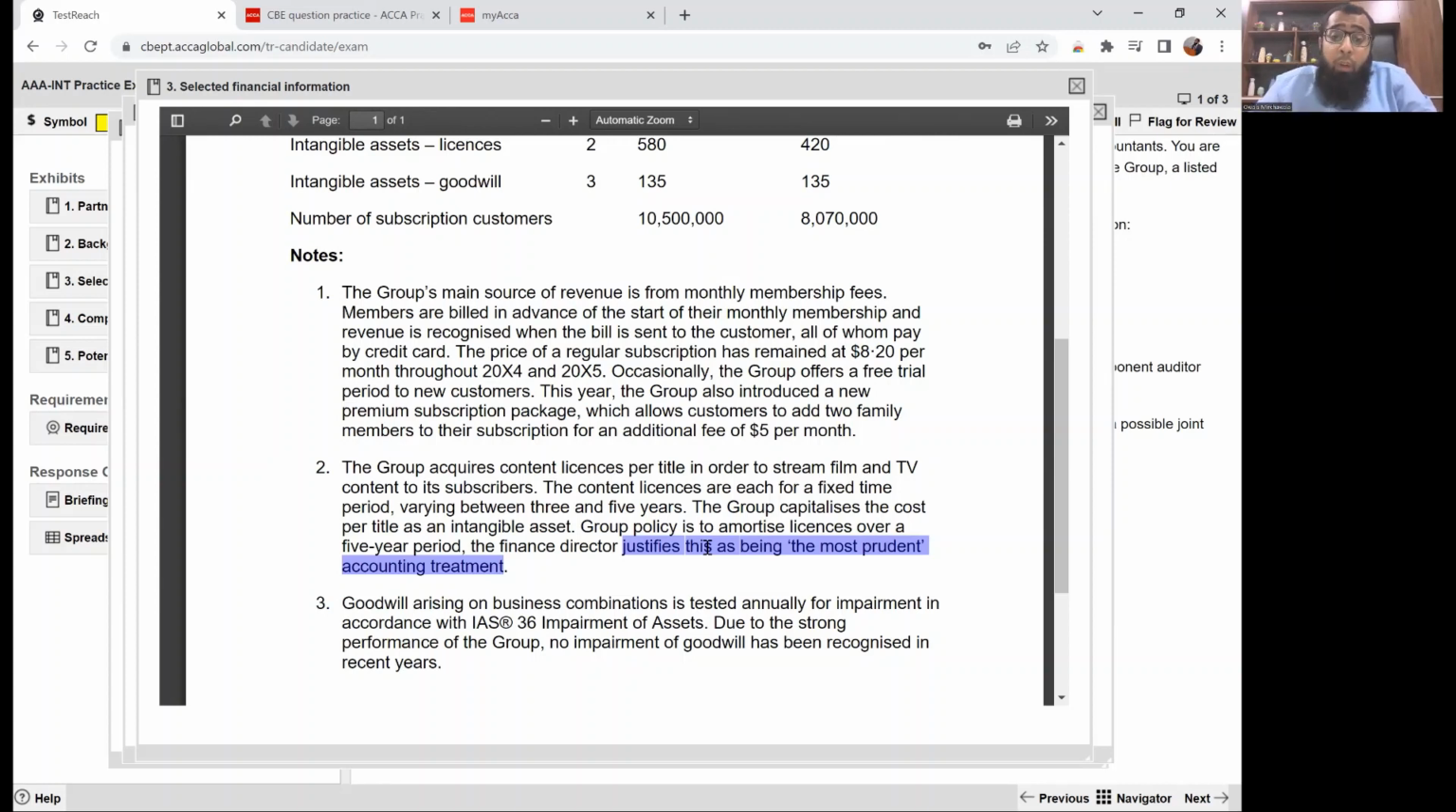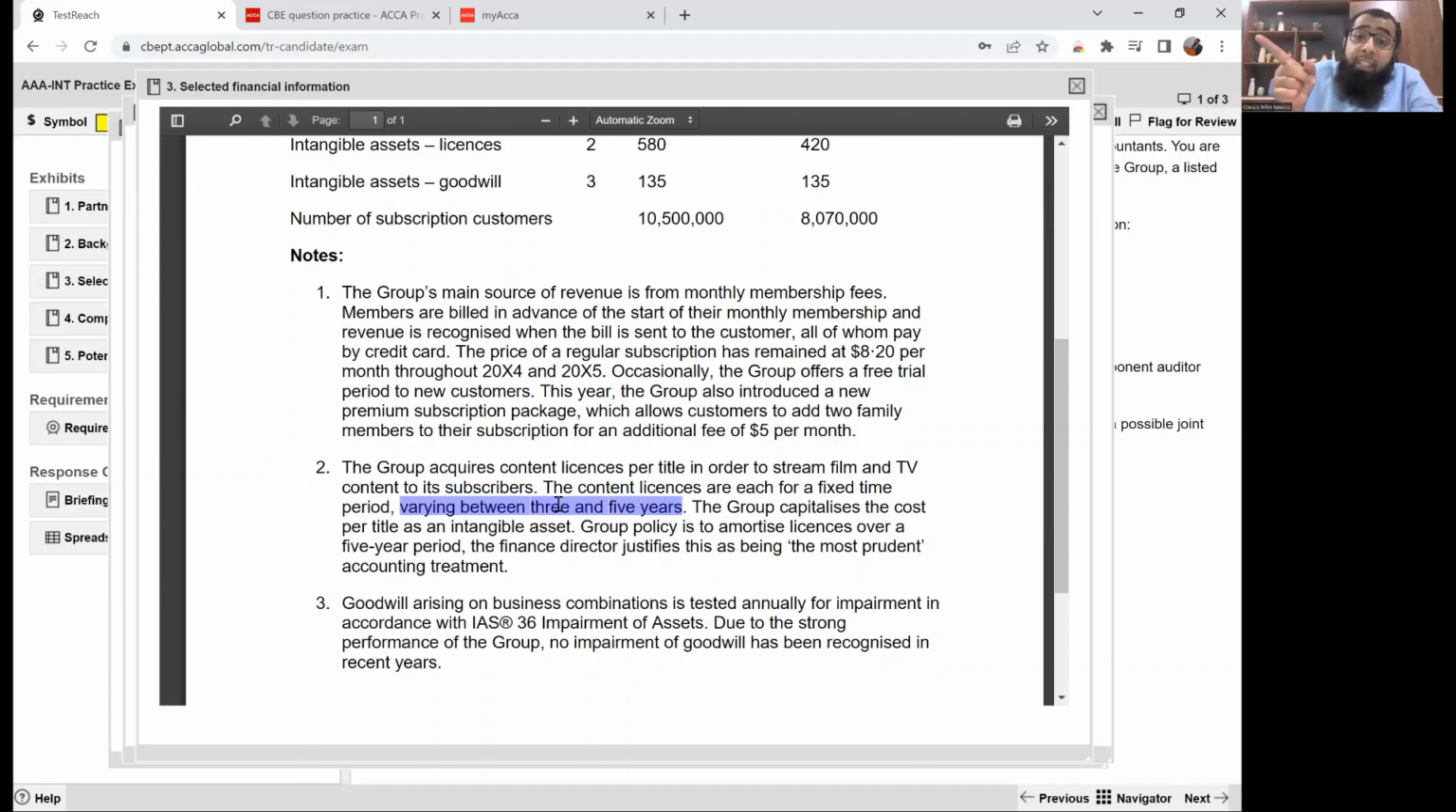Now, obviously, this is wrong. If a particular license is of 3 years, why are you amortizing it for 5 years? Now, I will identify 2 risks in this point. One is wrong amortization, and then I will say that here the finance director himself is an audit risk because he is continuously doing the wrong treatments.